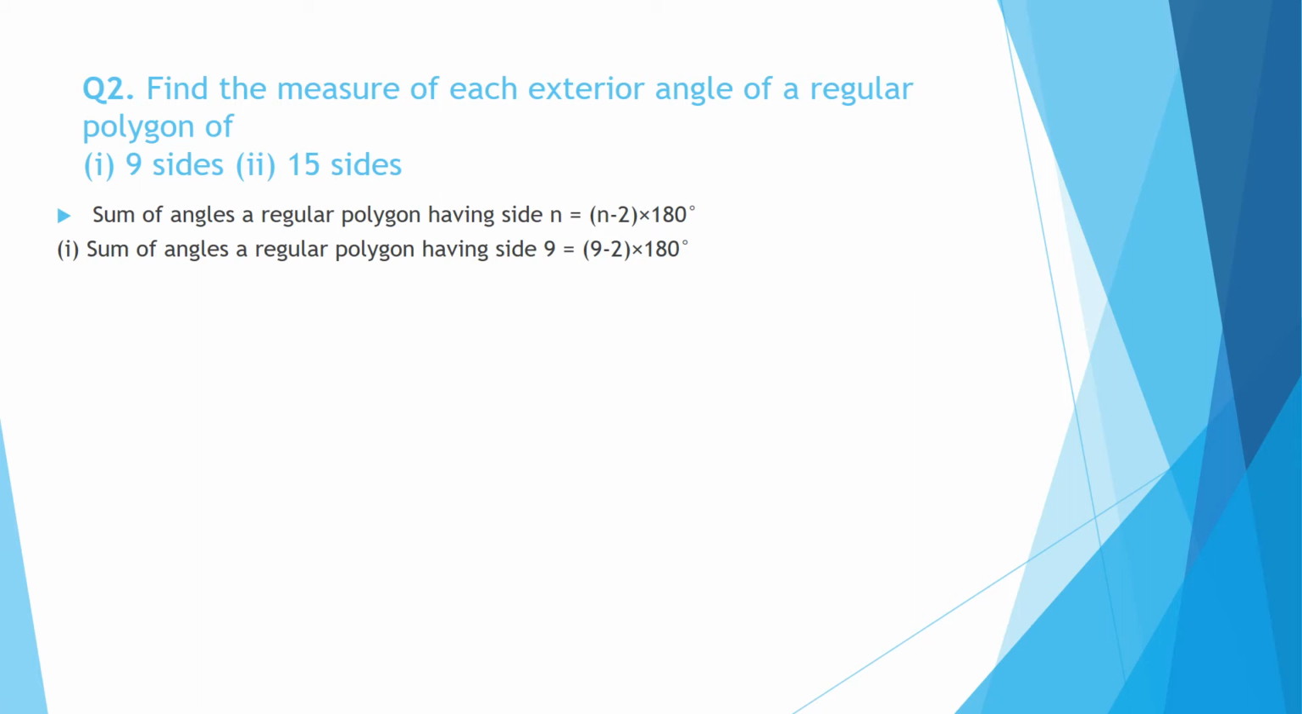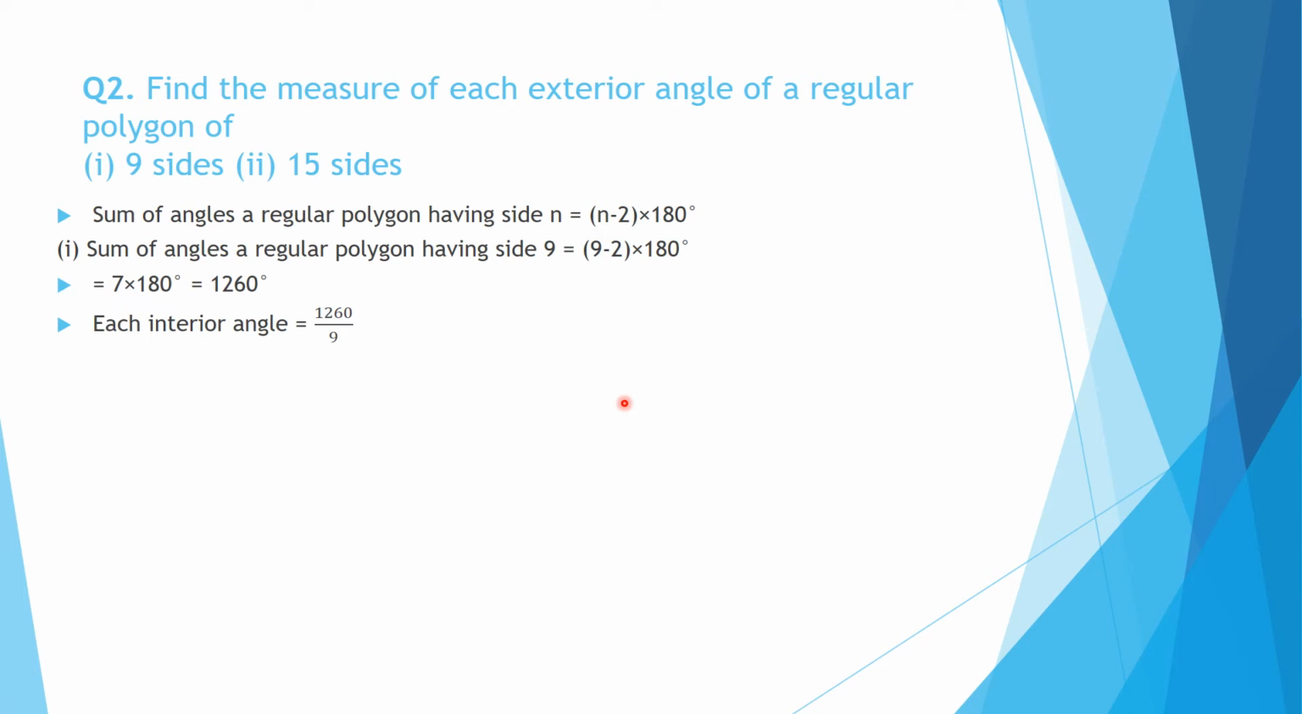सबसे पहले, sum of the angles of a regular polygon having sides n is (n minus 2) into 180. So the polygon which is having 9 sides, the sum of its angles is 9 minus 2 into 180 degrees. That is 7 into 180 degrees, and on multiplying you will get 1260 degrees.